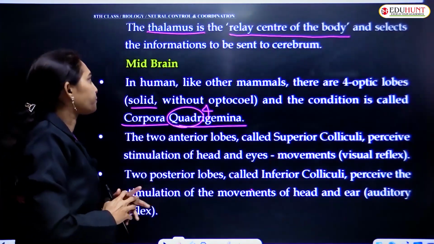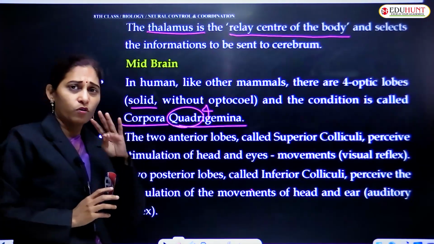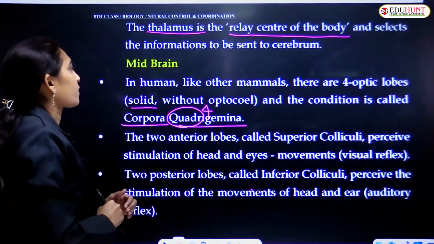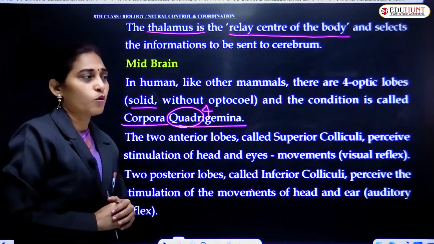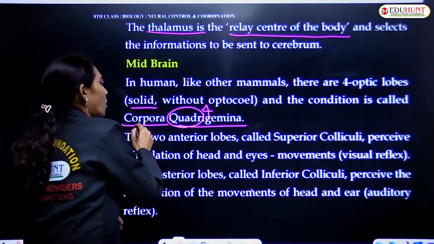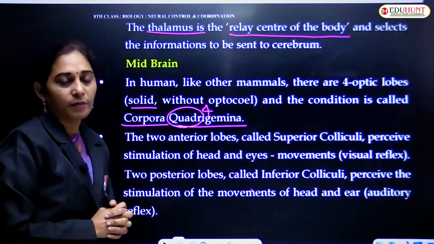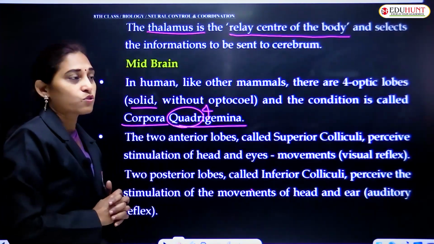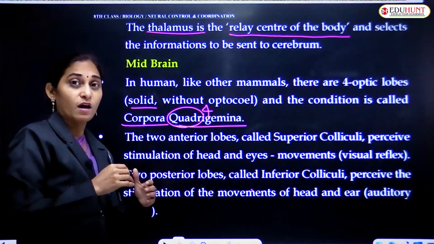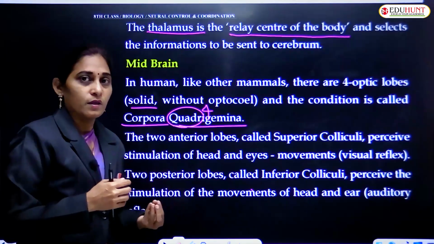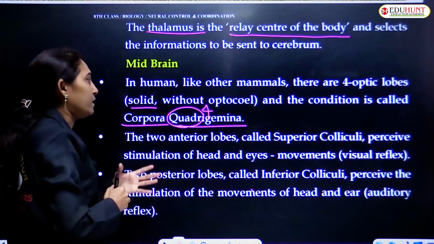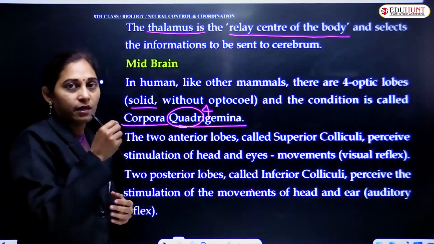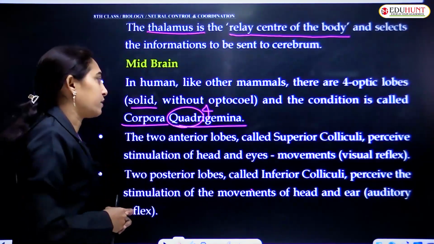So the midbrain consists of 4 optic lobes. These 4 optic lobes are called corpora quadrigemina because there are 4 optic lobes and each is solid, that is, without optocoel. Coel is a cavity. Optocoel is like a cavity in the optic region.